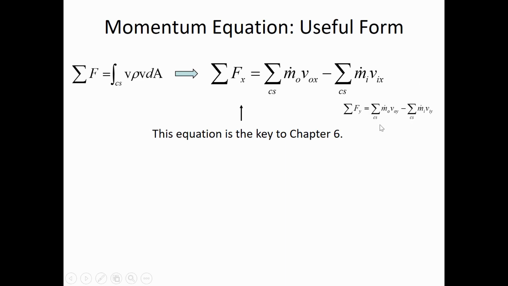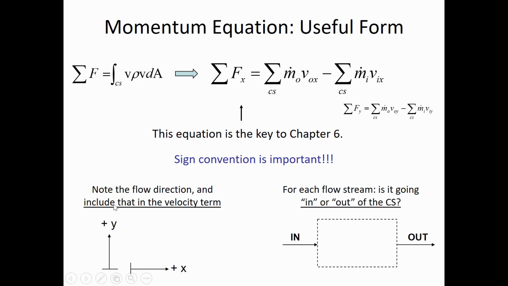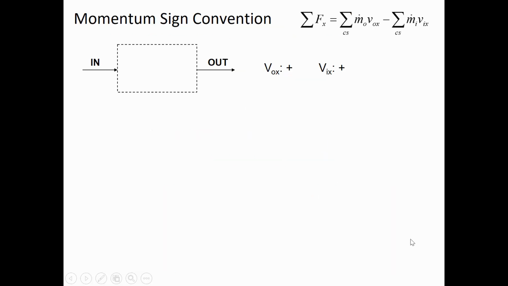You can also apply it in the y direction. So this shows the momentum equation for x. In the y direction, it's essentially the same process. It's just that now we find the component of the velocity that's in y and substitute it into the general form of the equation. So pay special attention to the sign convention. To the right is positive, and in the y direction, we assume that up is positive. And it's also important, for each stream of flow, to be sure to put it in as an in or an out. This seems pretty easy, but let's practice it anyway.